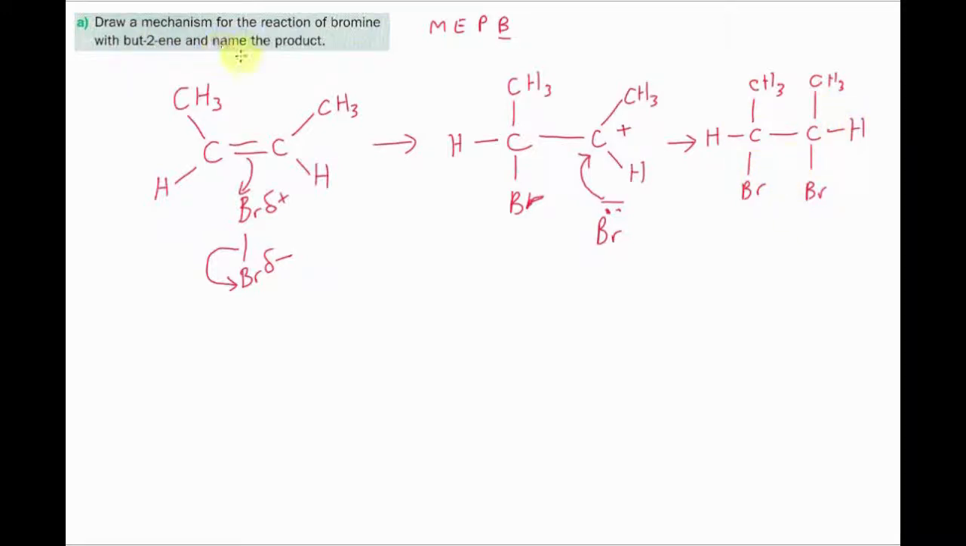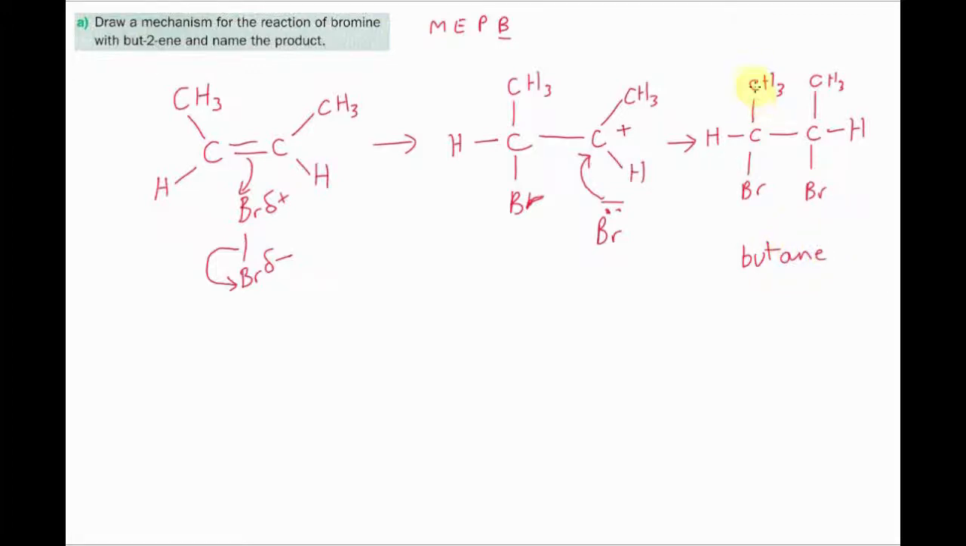So it says draw the mechanism, which we've done, for the reaction of bromine with butene and name the product formed. Well, we've got 1, 2, 3, 4 carbons. So it's but, and there's no double bond, so it's not butene anymore. It's an alkane. Well, it's a halogenoalkane, so it's an ane, butane.